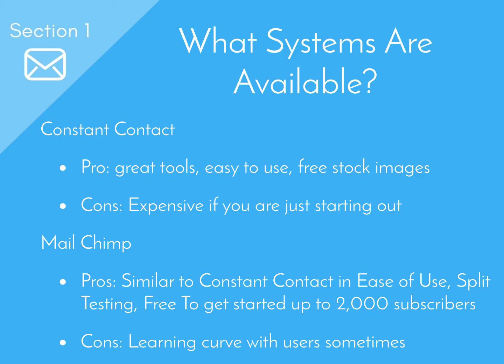MailChimp is another great system. But again, it's very similar to Constant Contact in its ease of use. The split testing feature, which is wonderful in MailChimp, is available, and it's free to get started up to 2,000 subscribers. If you hit over 2,000 subscribers, you are going to be billed at a pretty high rate of increase at that point. So that's something to consider. There's also a learning curve with some users sometimes. So think about those things before you sign up for an email marketing system.